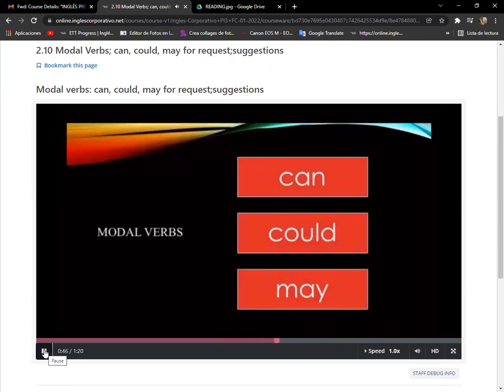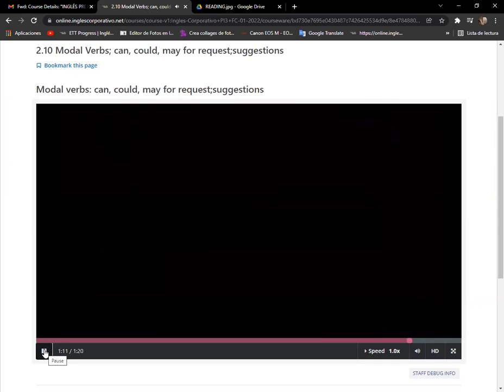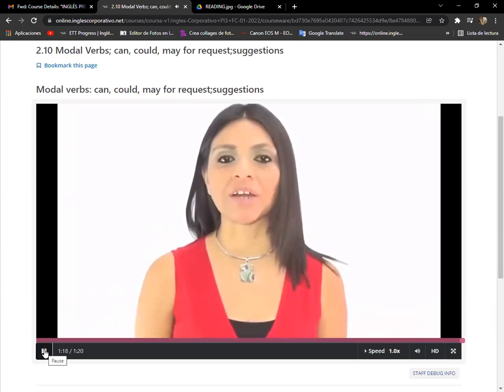In this case, can, could, and may are being used in question form to suggest or give advice. This is how we use them. Modal verb plus subject plus verb. Have plus complement plus question mark. Can I have eye drops? May I have an ointment? Could I have some aspirins? What I want you to do now is to write a sentence using each modal verb learned. Please write them in our discussion box.